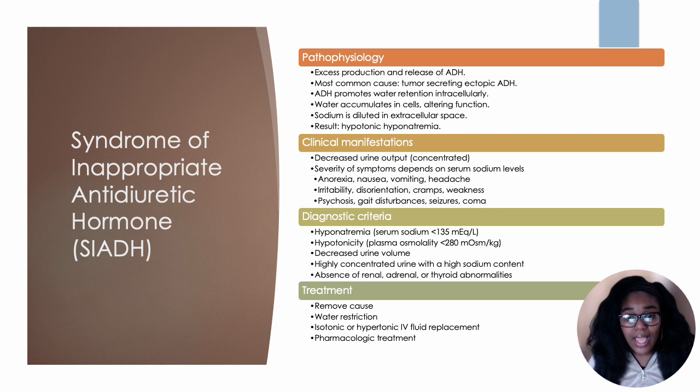So you'll see a lot of hypervolemia in individuals with syndrome of inappropriate antidiuretic hormone. Your sodium levels are diluted, and you may even see the result of hypotonic hyponatremia as a result. So that means that your sodium levels are hypotonic in nature, so there's dilution. As far as your clinical manifestations, you'll see decreased urine output because all of your urine is being retained.